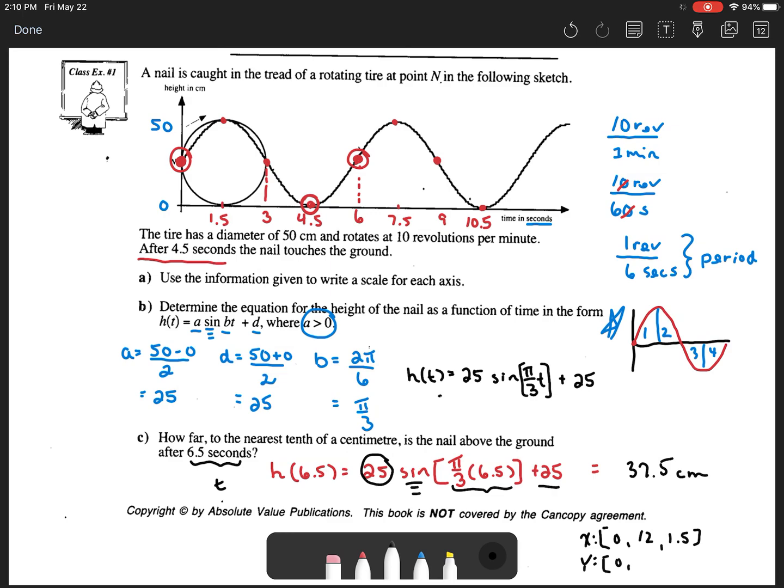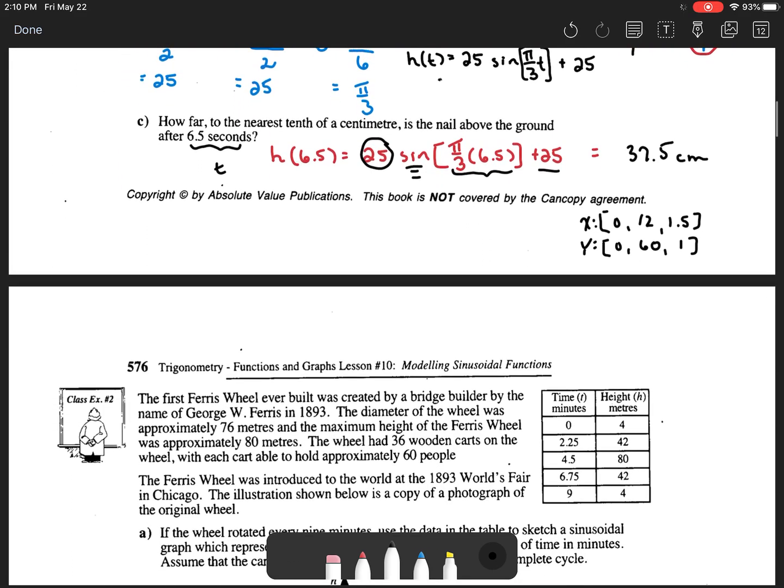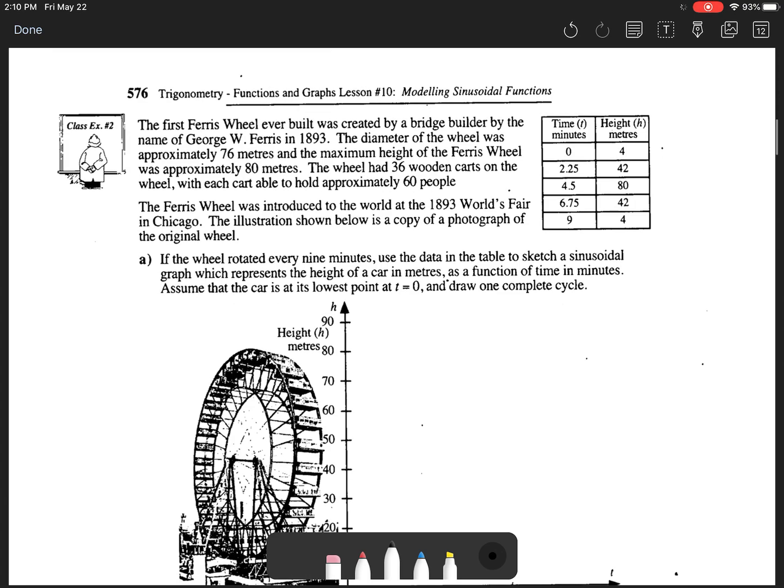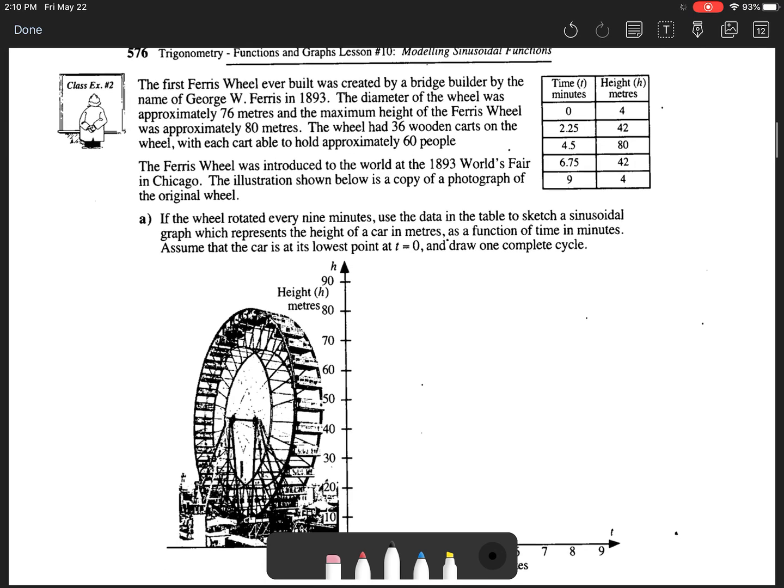For the y's or your range, you could go from 0. It goes up to 50, so you could go a little higher, like 60. And again, the scale there could just be 1. And then you'll have a good window setting to see that graph properly. And then everything should be A-okay. All right, let's turn the page and work on the second question.